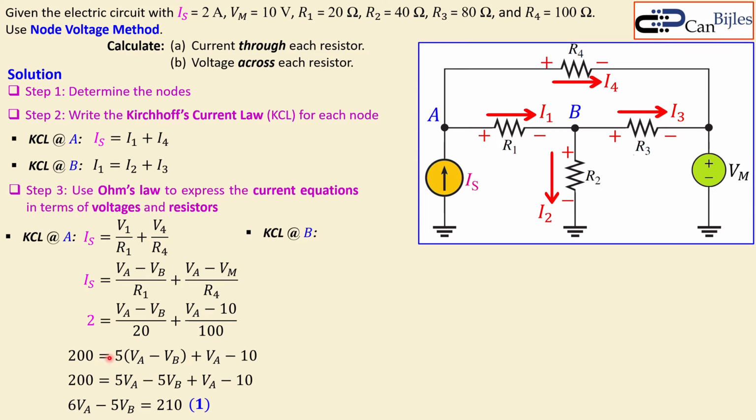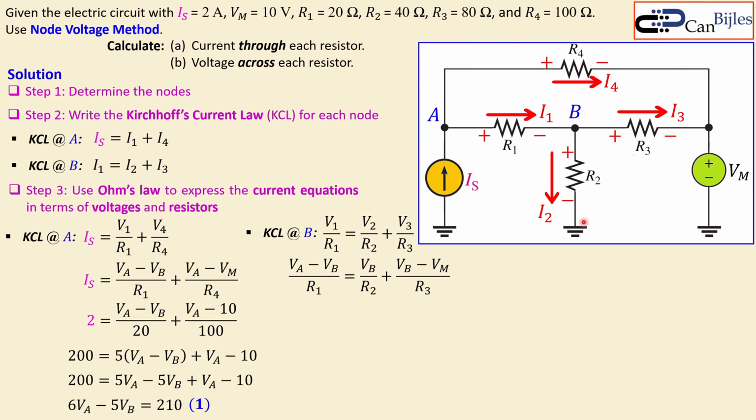Of course, we need another equation because we have 2 unknowns, so we need to set up the equation also for node B. Looking at the node B equation, we have I1, I2, and I3, so we can again use Ohm's law for each current: V1 over R1, V2 over R2, and V3 over R3. Similarly to what we have done here. What is V1? We already know that, V1 is VA minus VB, and again you divide by the resistance value, and then you will get your I1.